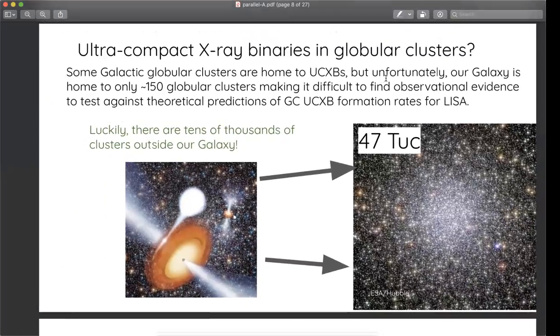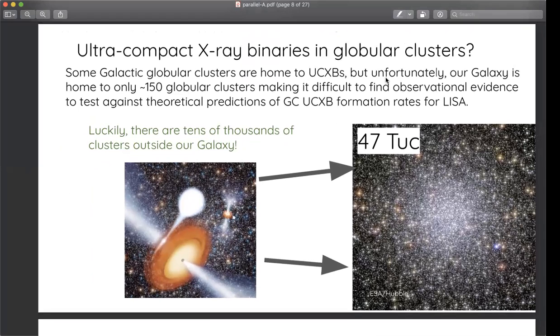So we do know that some galactic globular clusters are home to ultra-compact X-ray binaries, but unfortunately, we only have about 150 globular clusters in our galaxy. So that means that if we really want to understand what's going on with populations of globular cluster ultra-compact X-ray binaries and how they form or behave, or how many different kinds of systems there are, for LISA, we would like to find more and characterize them. So luckily for us, there are tens of thousands of clusters outside of our galaxy.